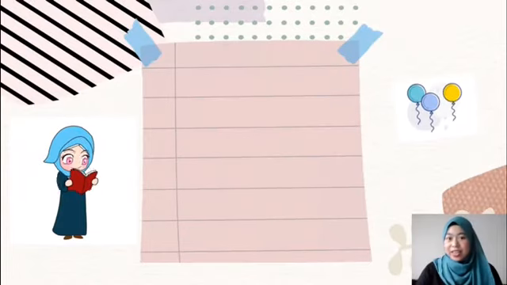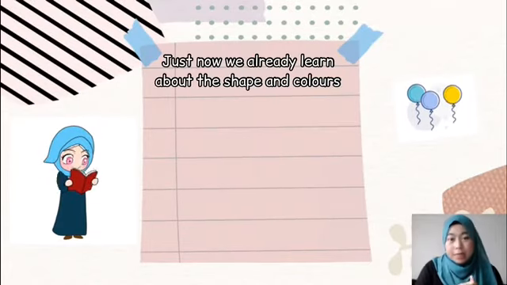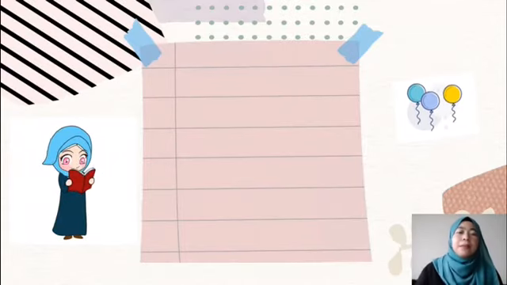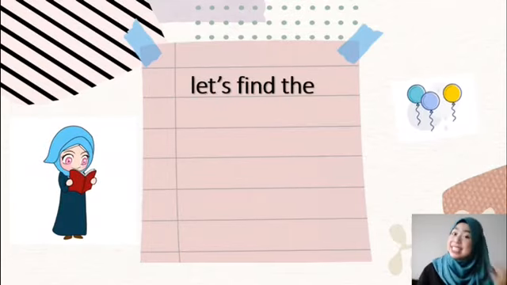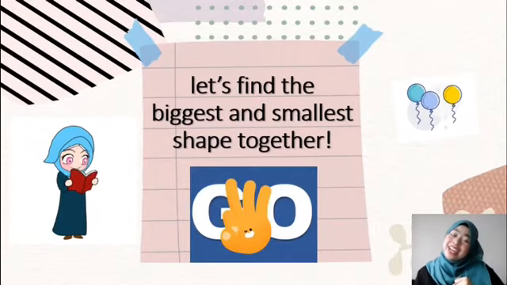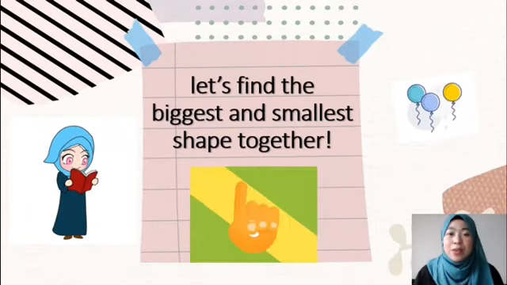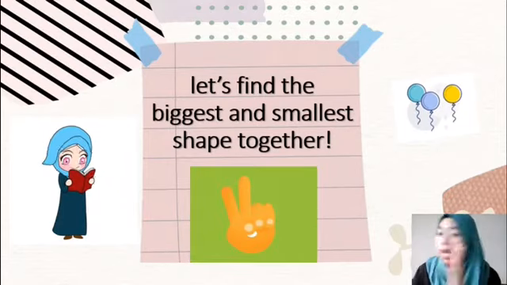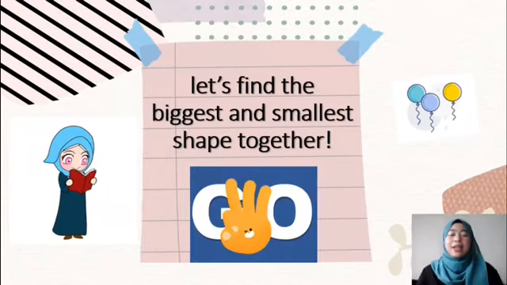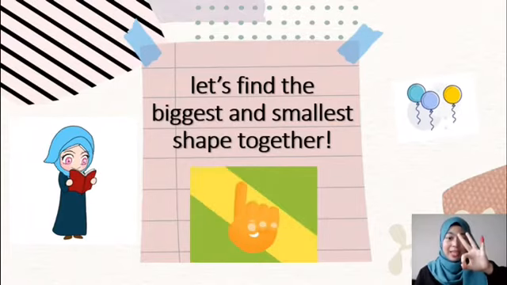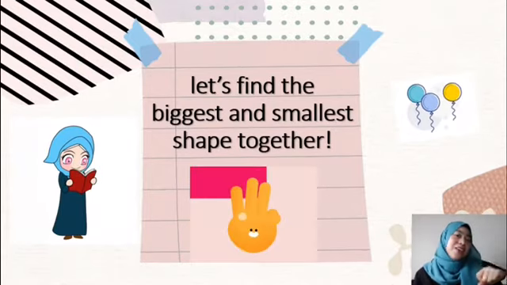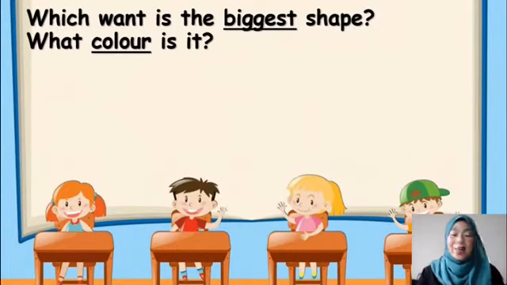So, to recap, just now we already learned about shapes and about the colors. Okay, now let's do some exercise. Okay, so let's find the biggest and smallest shapes together. Are you ready, children? Can you say yes? I can hear you. Can you say yes louder? Well done. Okay, let's count together. 3, 2, 1, go! Okay, now.